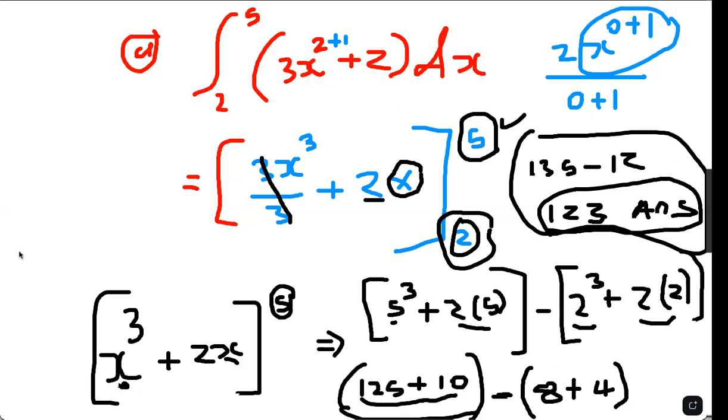The next question is saying the integral, the upper limit is 3, the lower limit is -1, of 3x squared minus 2x, then dx.